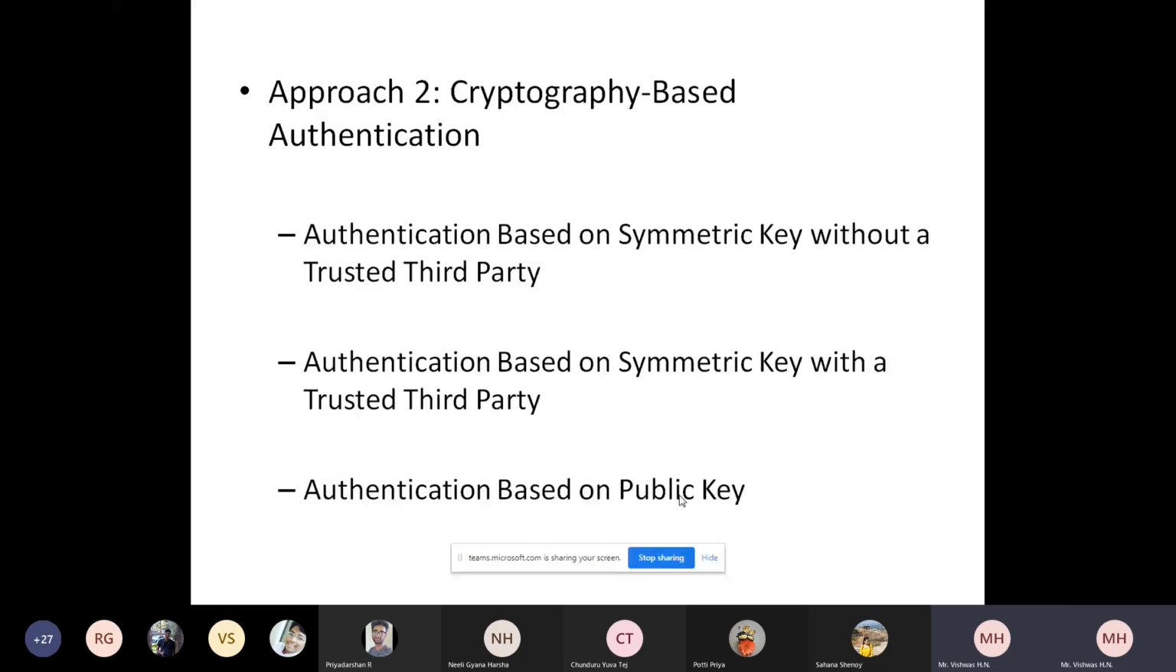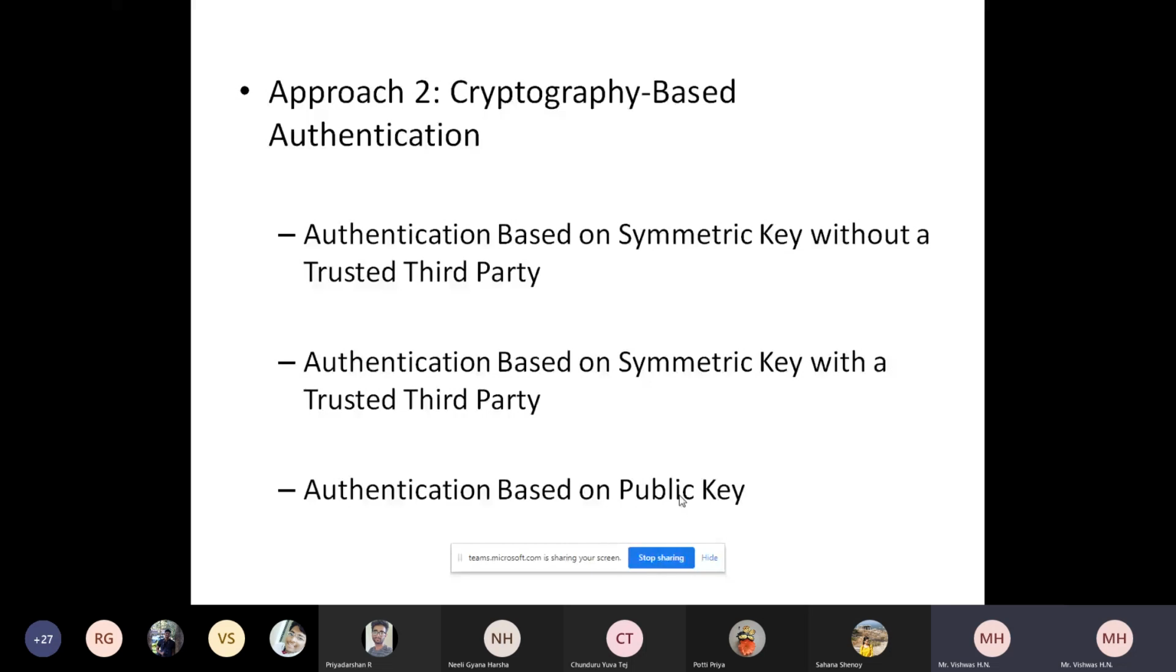I have to tell you what a symmetric key is first. Then, without a trusted third party, I have to tell you who that trusted third party is. Is that clear? Because the next one is authentication based on symmetric key with a trusted third party. That is the major difference between the first two types of cryptography-based authentication. So let us get into this.